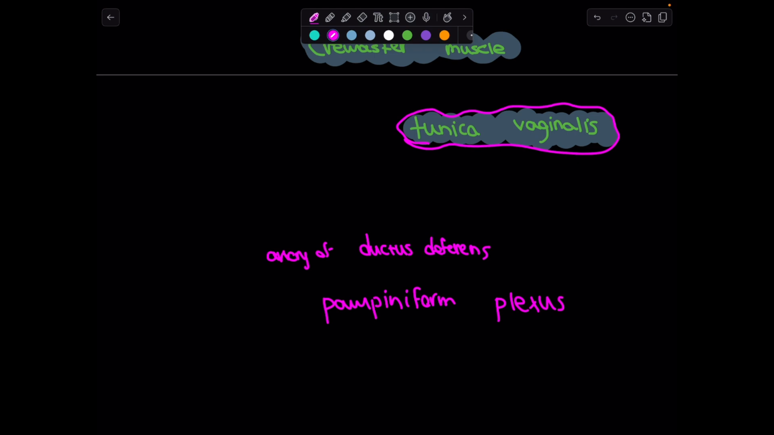These are bundled in 3 fascial layers: external spermatic, cremasteric, and internal spermatic fascia. In females, the round ligament and ilioinguinal nerve pass through. Clear? Want specifics on any structure?